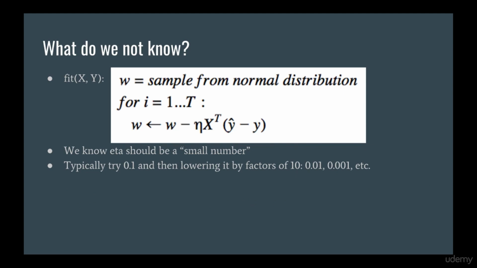So what can you do? Well, you know that the learning rate is supposed to be a small number. How small? It depends on the problem. Typically, it's a number less than 1, like 0.1. If that doesn't work, you might try lowering it. Typically, we lower it by factors of 10. So for example, the next learning rate we would try is 10 to the minus 2, 10 to the minus 3, and so on.